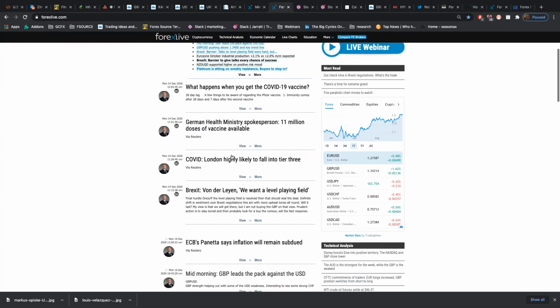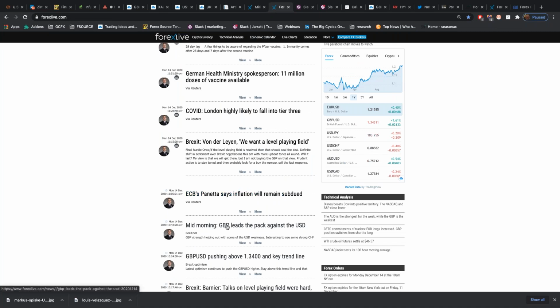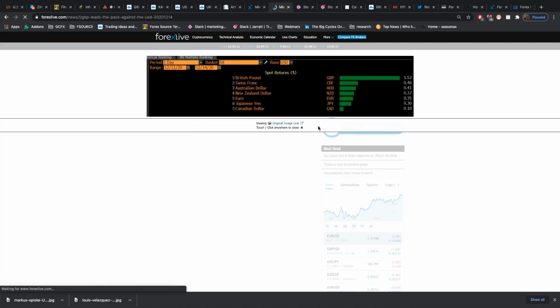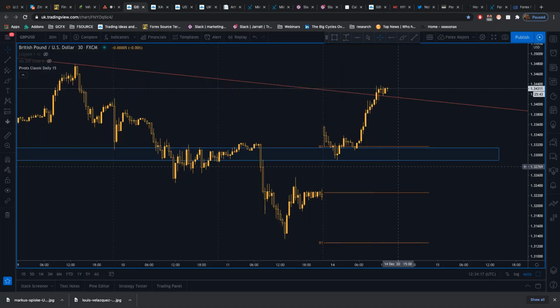I'm covering Forex Live today, so I've been doing the analysis here on Forex Live, and you can see here that the pound has been leading the pack against the US dollar with a strong 1.52% return, and that's pushing to fresh highs now as we speak.